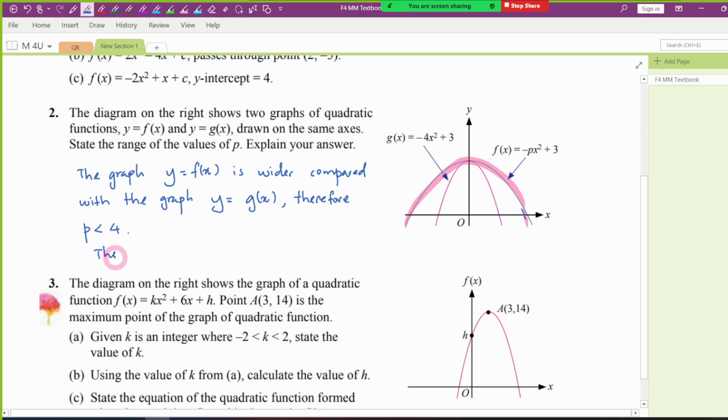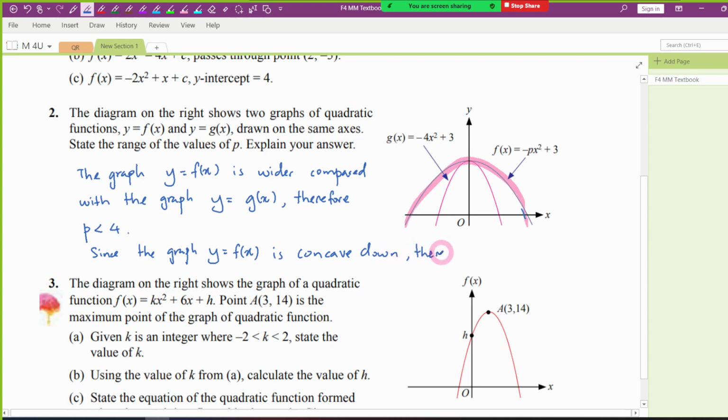Okay, you can write this way. This explanation you can use your own sentence. Since the graph y is equal to, oh sorry, y is equal to f of x is concave down. This frown face, we can say it is concave down, or concave downward.